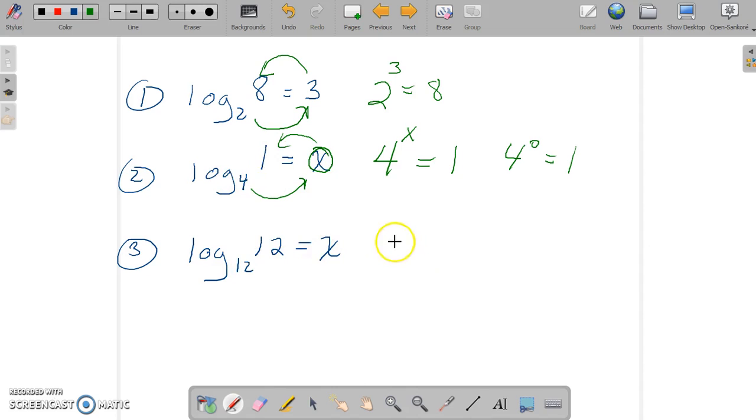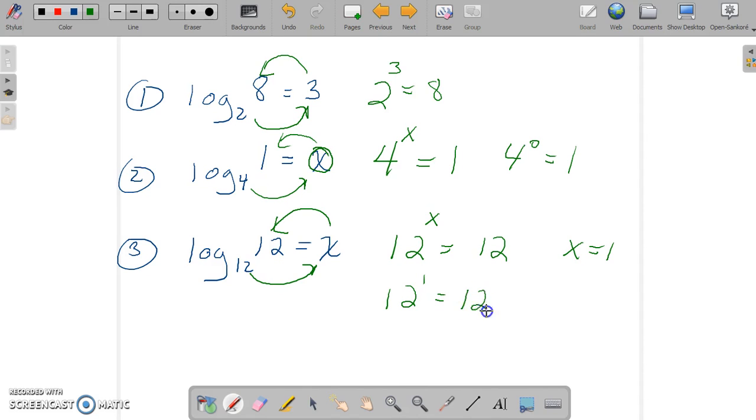Okay, let's try this one. 12 to the x power equals 12. So you guys know this. 12 to what power is 12? Yes, x is 1. 12 to the first power is 12. So basically you have to remember that a logarithm is an exponent. You've got to remember that. Can I say it again? A logarithm is an exponent.